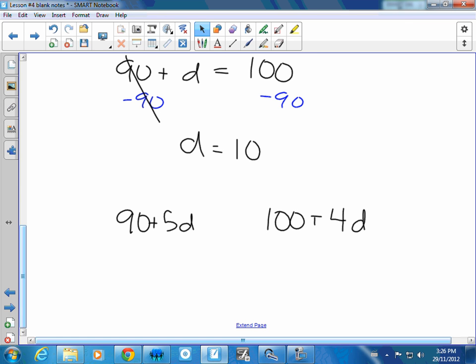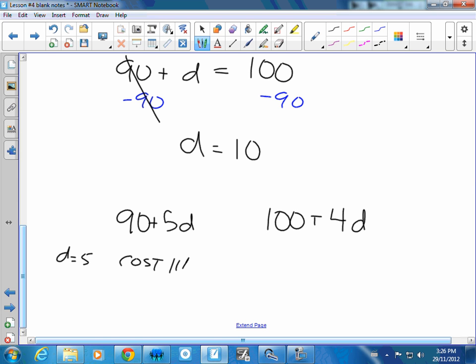Let's try a number less than 10. Let's try 5. Which one? 5 times 5 is 25. So 25 and 90 is... So if you're telling me D is 5, the cost is going to be how much? 115. Okay. What if the D is 5 here? What's the cost on this one? 120. Okay, so what's cheaper? This one. A in this case.